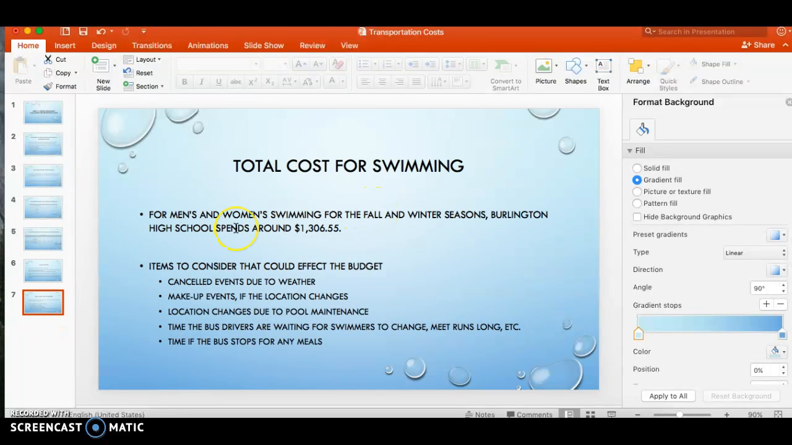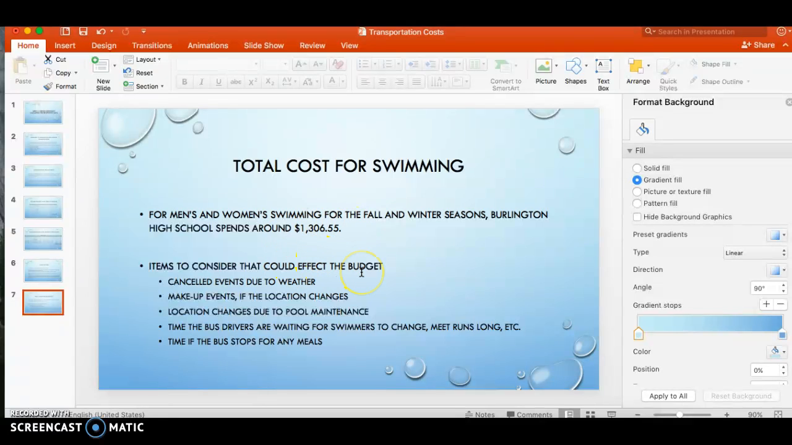So altogether, for the men's and the women's swimming teams for the fall and winter season, Burlington High School spends around $1,306.55. So that kind of gives an athletic director and a head coach a good idea of roughly how much is being spent on one sport's transportation cost.